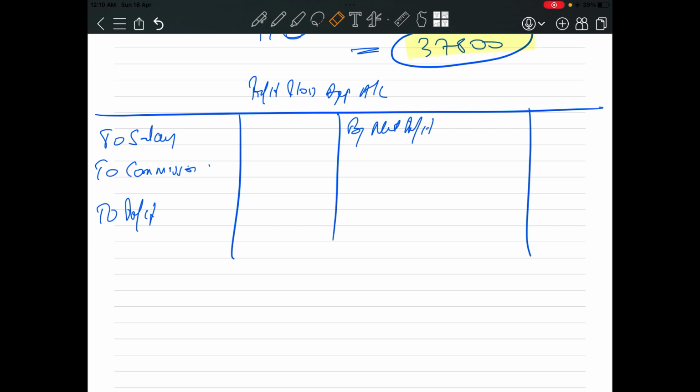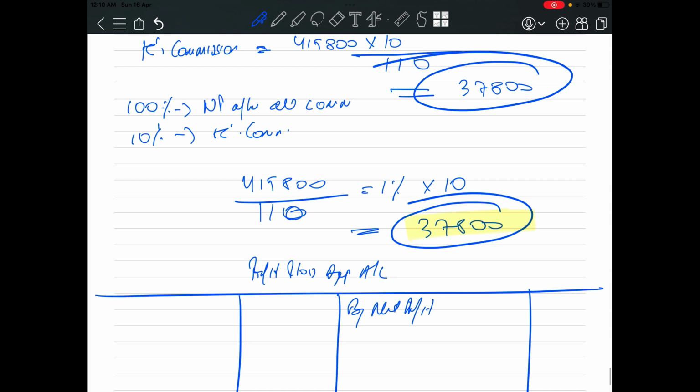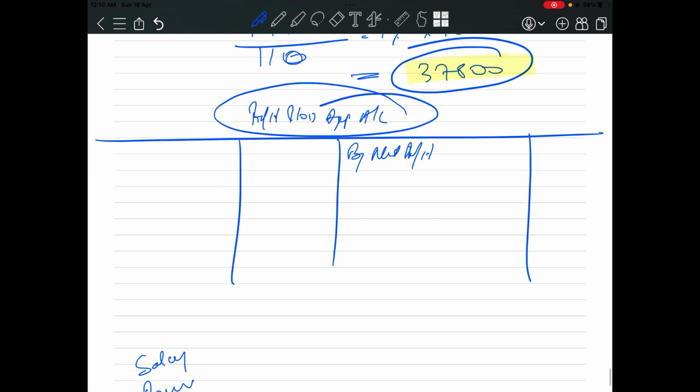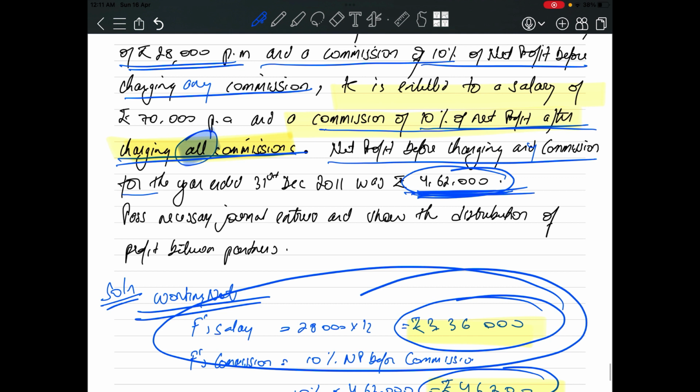So how will we find out the net profit amount? Why are we doing this? You may have a question. I have told you that salary to a partner is an item of the P&L appropriation account. So all the salaries to a partner, remuneration to a partner, commission to a partner will be provided in the P&L appropriation account. But what has the question given us? Profit after charging salary but before charging commission.